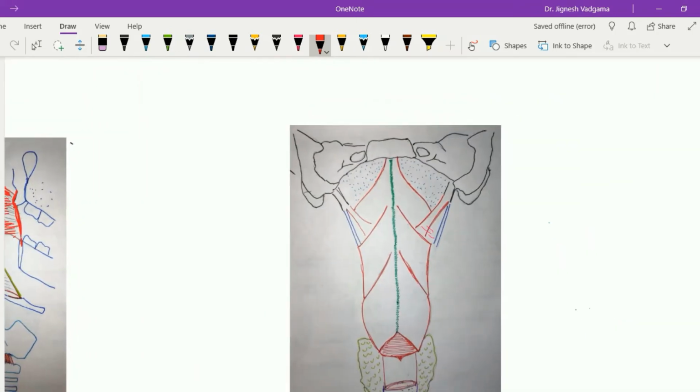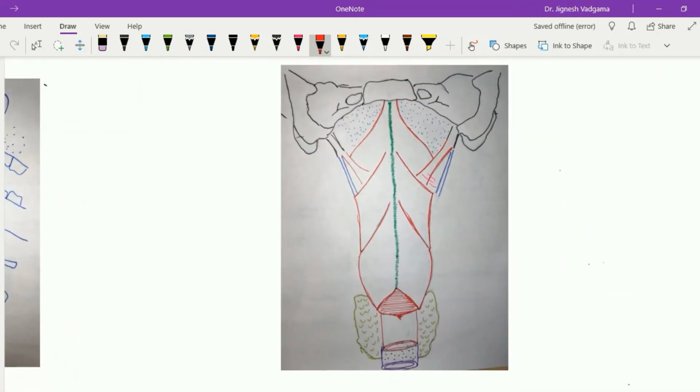And this is the posterior view of the attachment of the superior constrictor muscle, where the upper fibers are going to attach to the pharyngeal tubercle, while the middle fibers as well as the inferior fibers are going to attach to the median fibrous raphe. And these are the inferior fibers, which are overlapped by the middle constrictor muscle.